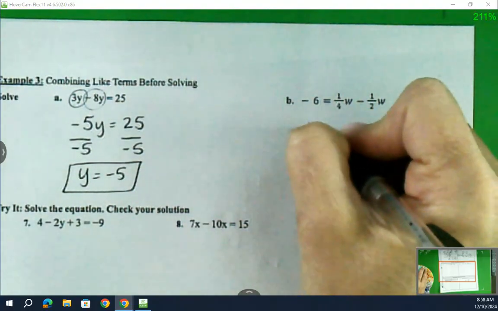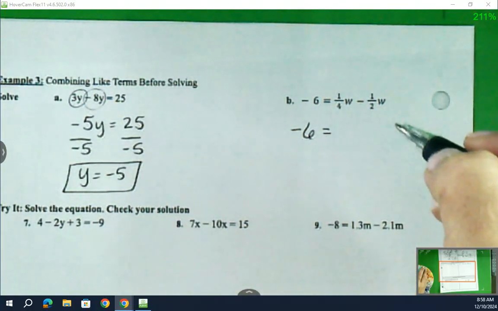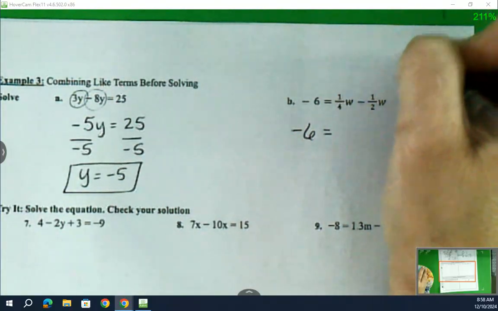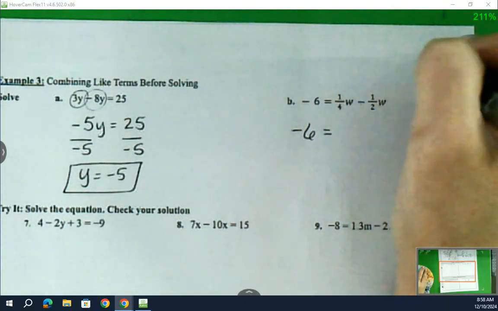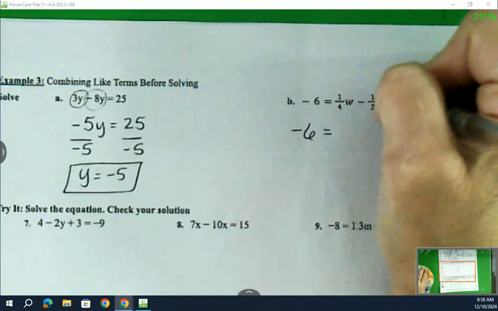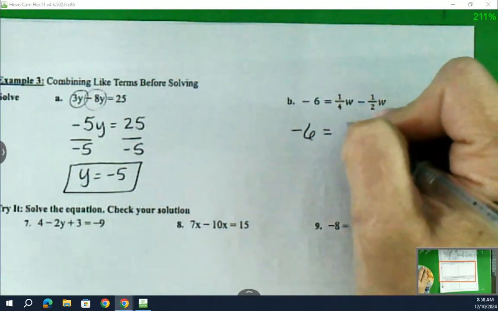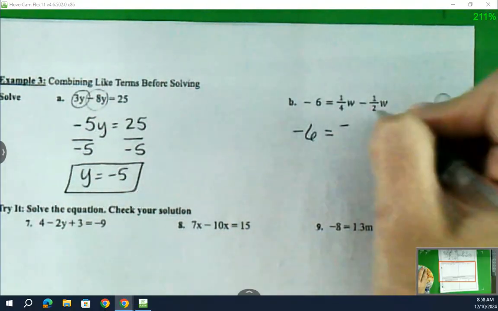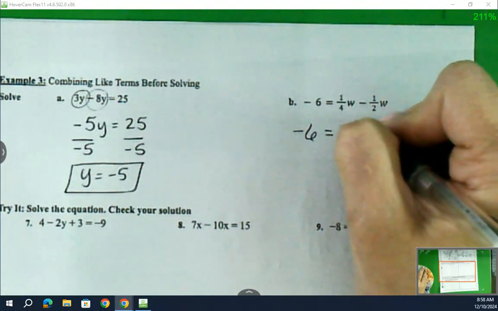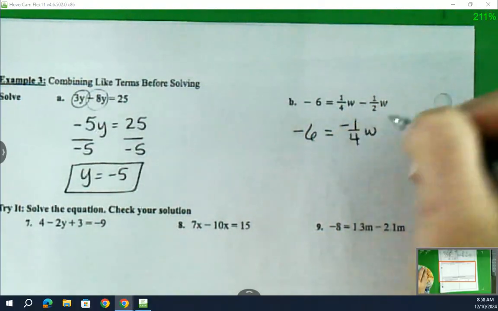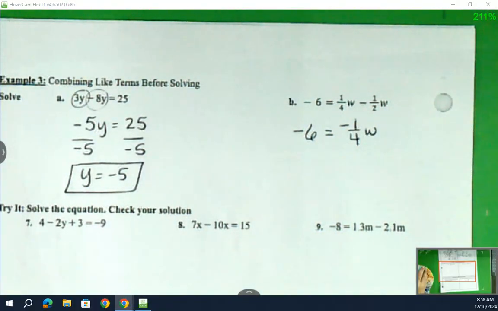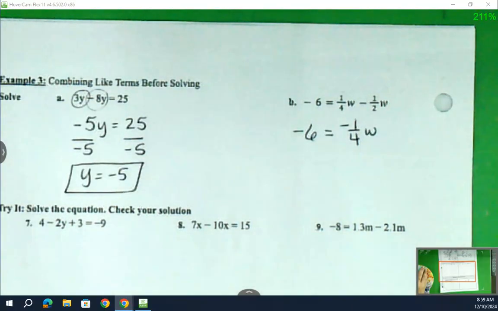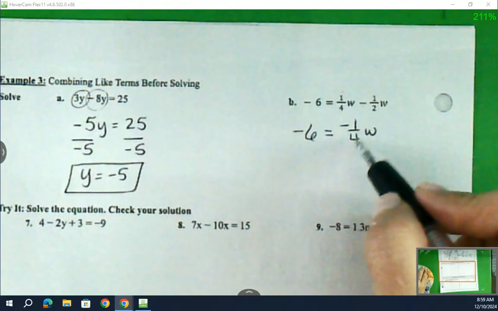So -6 equals 1/4 minus 1/2 is the same thing as, we're going to have a negative here because we have more negatives. So remember, different signs subtract, and 1/2 minus 1/4 is 1/4. So we're going to have negative 1/4 W. Again, you could do your 1/4 minus your 1/2 on your calculator to get negative 1/4.